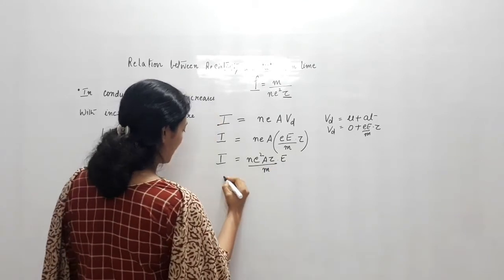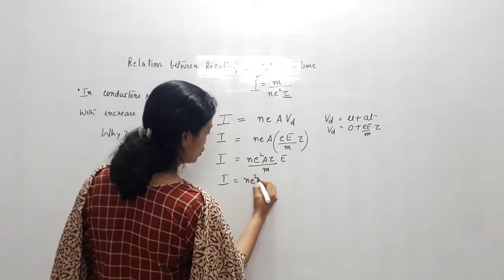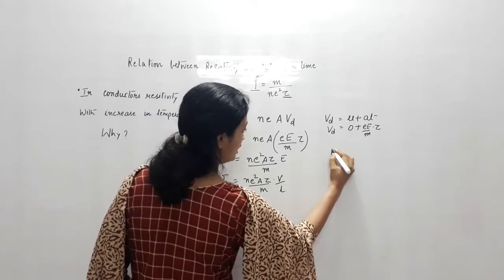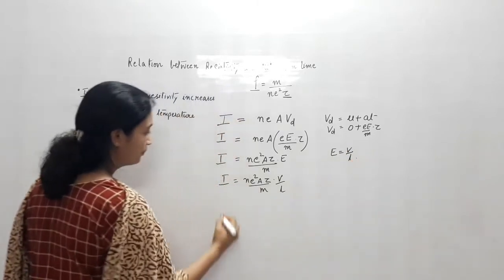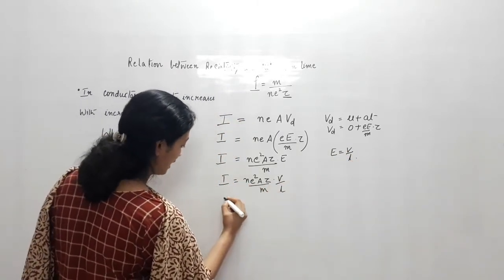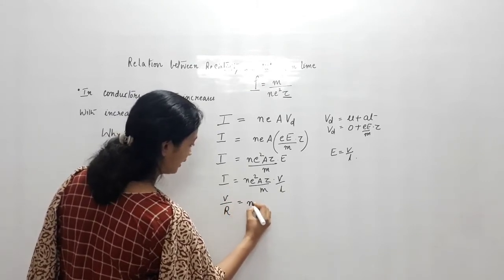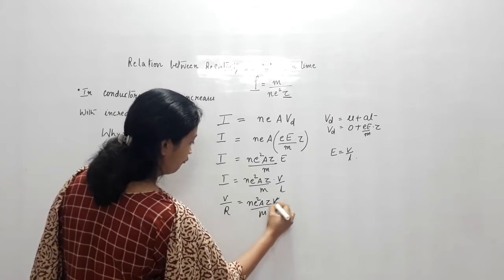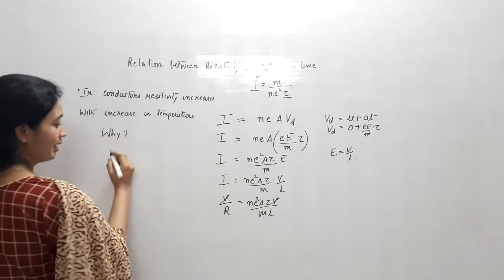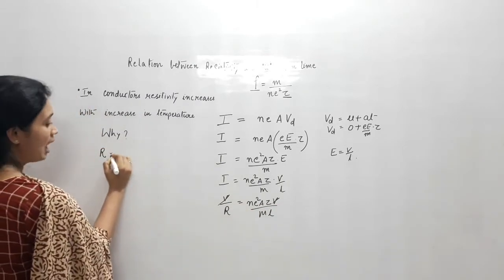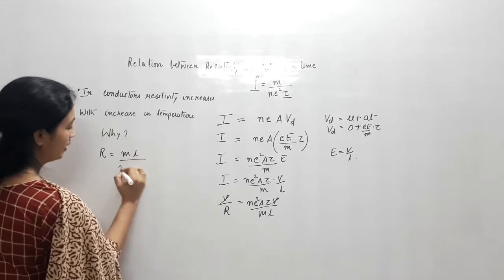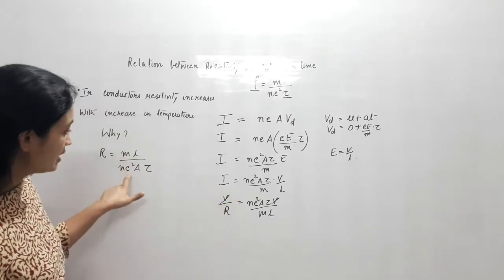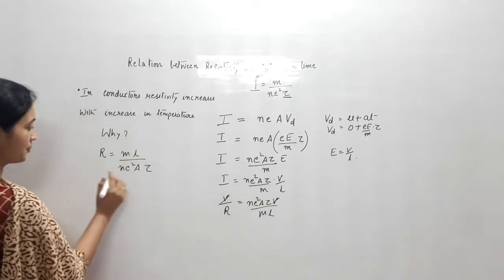This E can be replaced by V by L, because E is V by L for a uniform electric field. Now I can be written as V by R. So I can be written like this: n e square A tau V by mL. V gets cancelled on both sides. Now I am left with 1 by R. I will take the reciprocal: R is equal to mL upon n e square A tau.